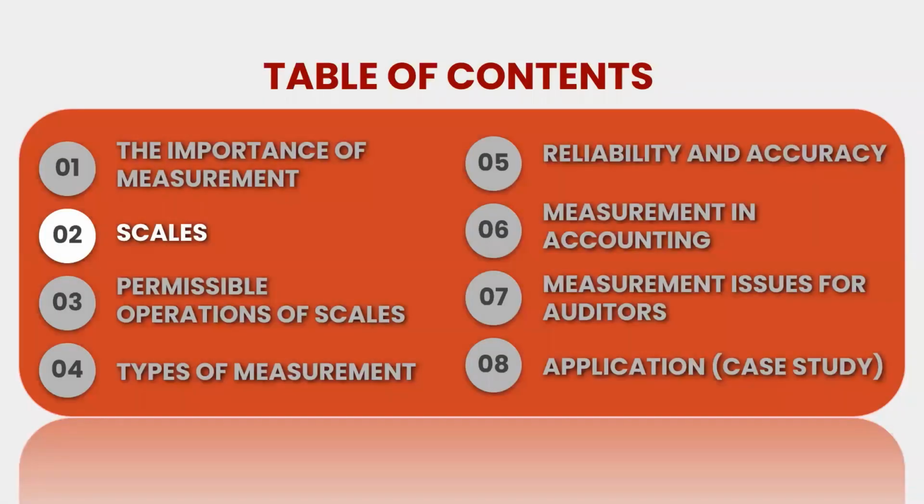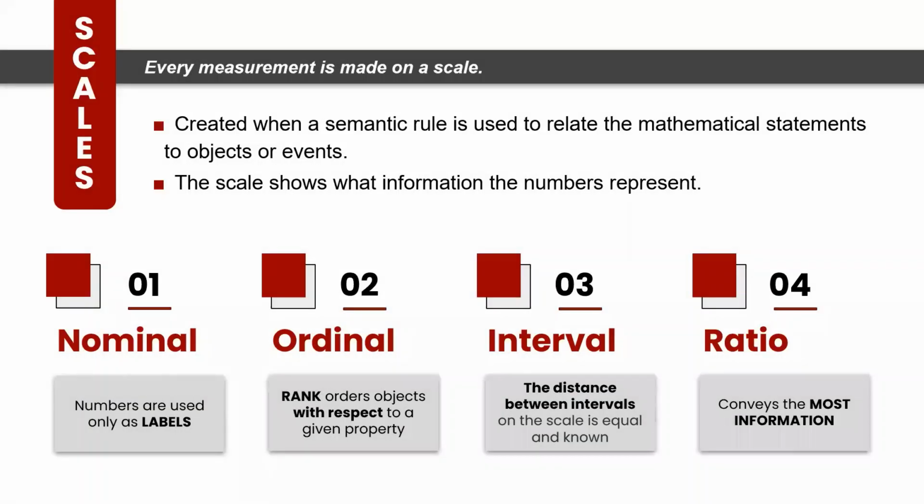The second topic is about scales. Every measurement is made on a scale. The scale shows what information the number represents, giving meaning to every number. Scales are created when a semantic rule is used to relate the mathematical statement to objects or events. According to Stevens, scales can be described in general terms as nominal scale, ordinal scale, interval, or ratio.